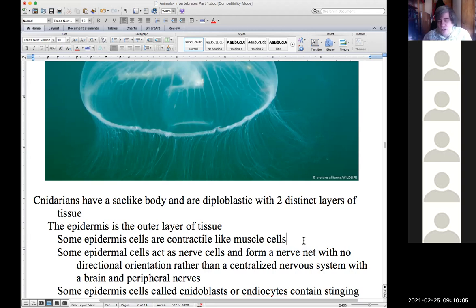So jellyfish do have nerve cells that can transmit signals in both directions. Now, they don't have a brain, so that's why I said they could transmit a signal to the right, they could transmit a signal to the left. So they can communicate with cells on either side of them, but there really is no brain.